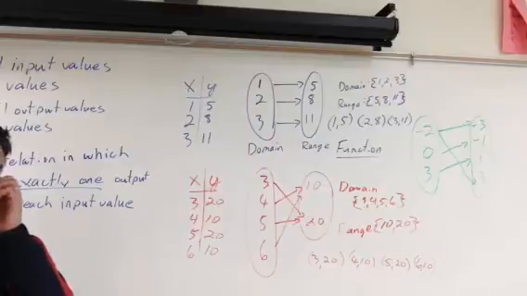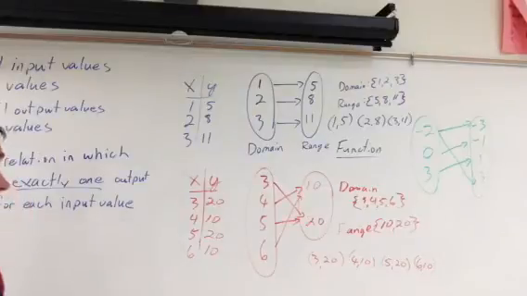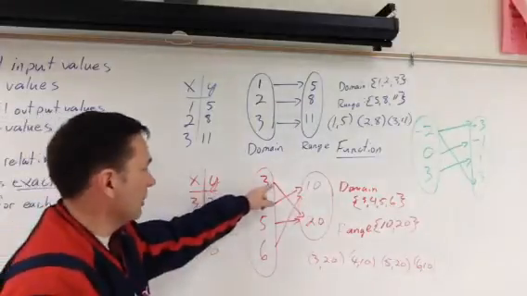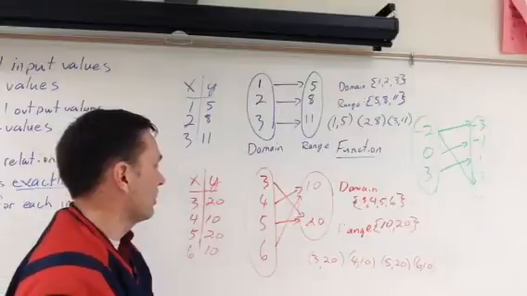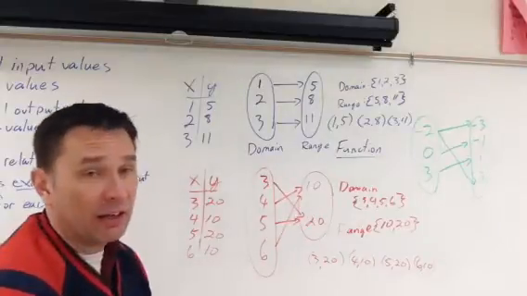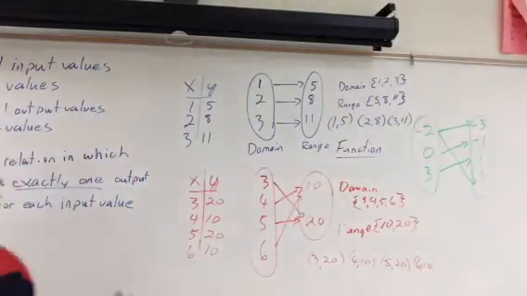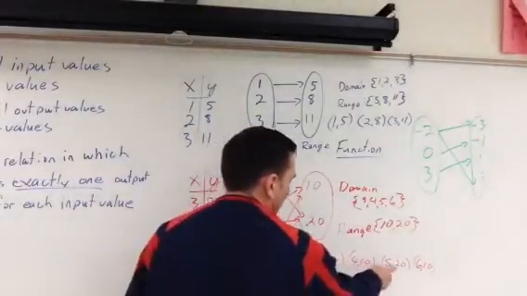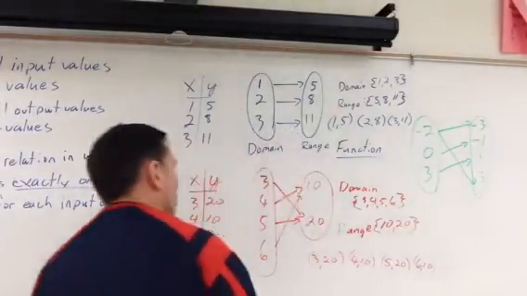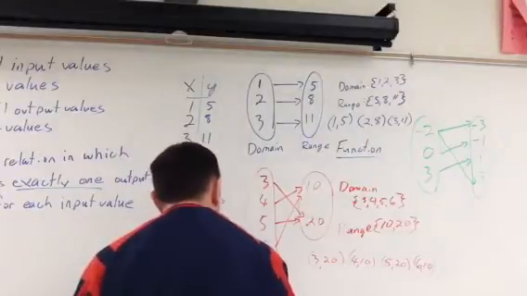Now we have to ask ourselves, is this a function? Does each input have only one output? I see one arrow coming from 3, one arrow coming from 4, one from 5, one from 6. Yes, there's only one output for each input. I only see my x values once. As ordered pairs, I only see the x values once. So this, again, is a function.